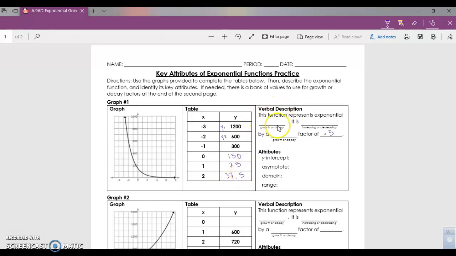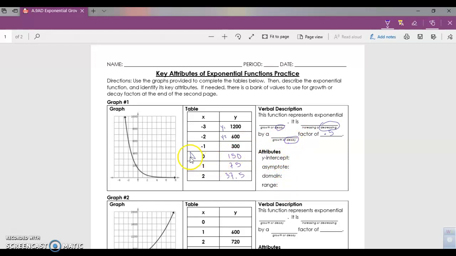We already said this is a decay. So you can write in the word decay or you can just circle it. I'm just going to circle it for now. And that's because this is decreasing from left to right. And yes, it is a decay factor. So you can circle these, you can fill them in. It's up to you. So big thing here, y-intercept.